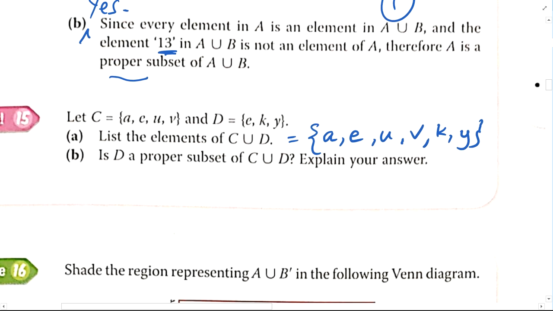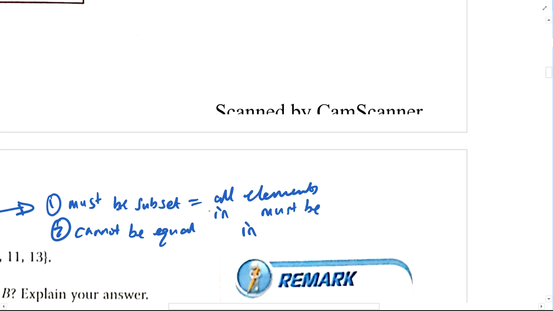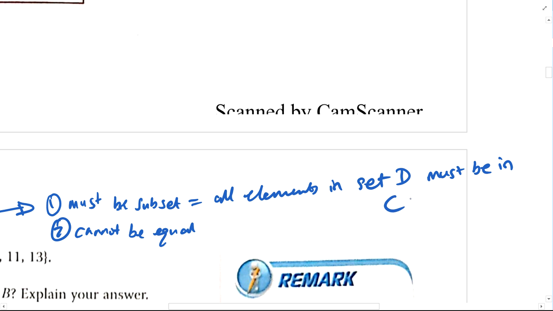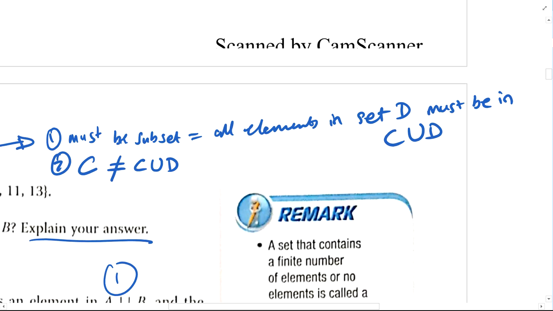They're asking whether D is a proper subset, right? So all elements of D in set D must be in C union D. Do you agree with this? Okay, the second condition is that C cannot be equal to C union D. Do you agree with this? The second condition? Okay, then let's verify. The first condition, all elements in set D must be in C union D.